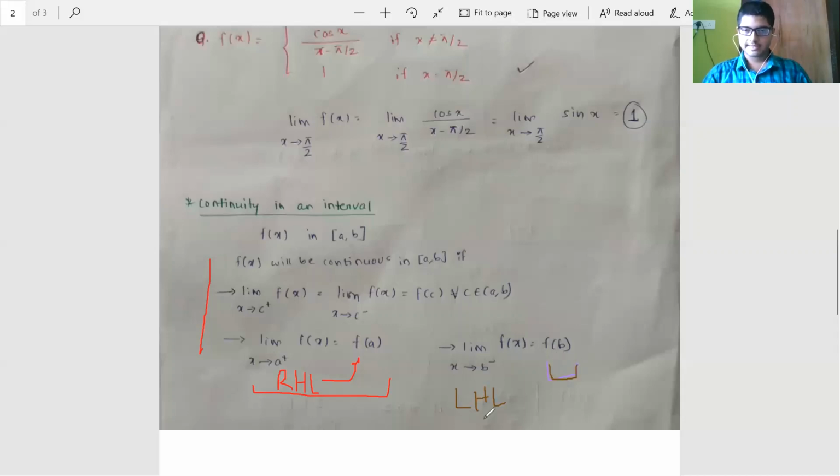Therefore, if this is equal, then we say that this is left continuous at b and this signifies right continuous at a. So if we want to determine if a function is continuous in an interval [a, b], what we have to verify is that it should be right continuous at a, left continuous at b, and continuous for all points c belonging to (a, b). Clear? Let us move ahead.